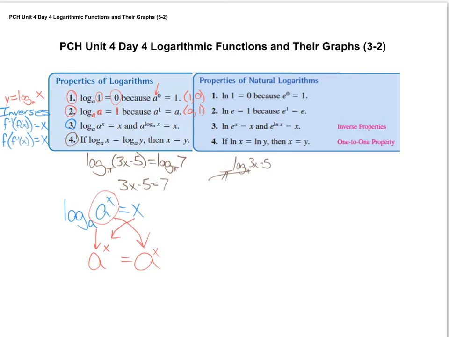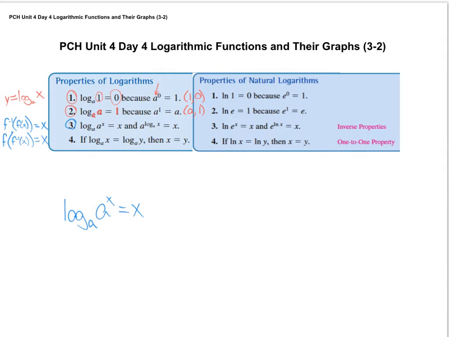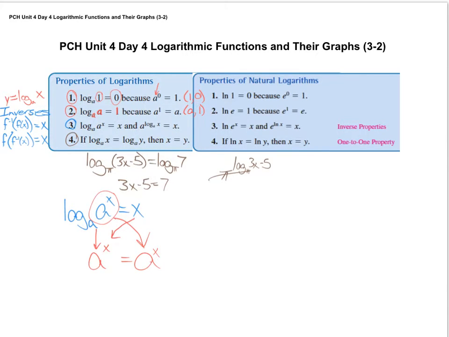Well, that's, really, if you think about it, that's number 3. There's like a specific name for it. Anyways, okay?